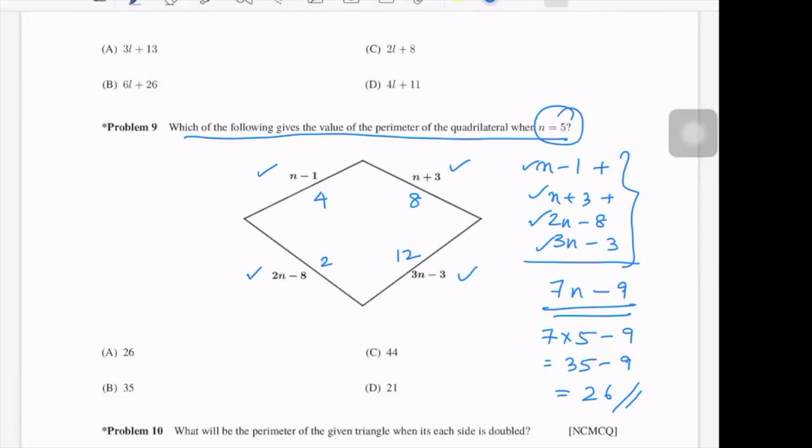So you should be aware of such tricks because, as I mentioned in the first class, we have only about 70 to 80 seconds to crack a question on an average. So even saving 10 seconds matters.